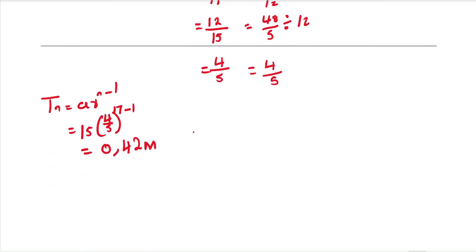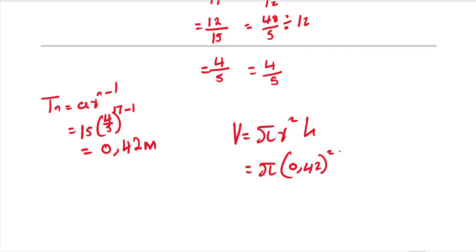We are not done. Now we need the volume. Since we have the radius, V equals pi r squared h. Our radius squared is 0.42 squared. Our height is always the same, 0.2, because all the cylinders have the same height. Let's punch our calculator: pi, then 0.42 squared, multiplied by 0.2.